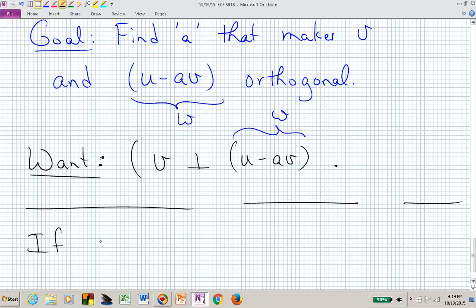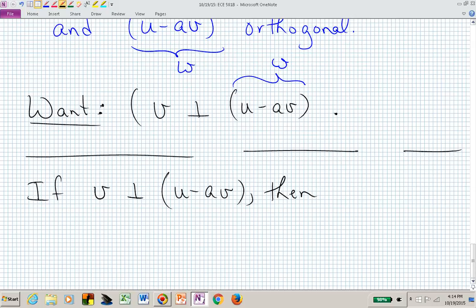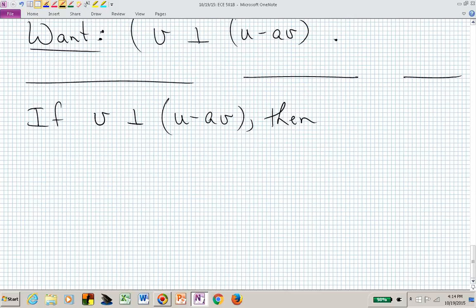Now, if v, one of the pieces that's making up u, is perpendicular to u minus av, can we write that in terms of an inner product? Or how do we write that in terms of an inner product? If we know these two vectors, here's one vector, w, and we want it to be perpendicular or orthogonal to v, how do we write that? We just look at their inner product, don't we? We say wu is equal to 0.